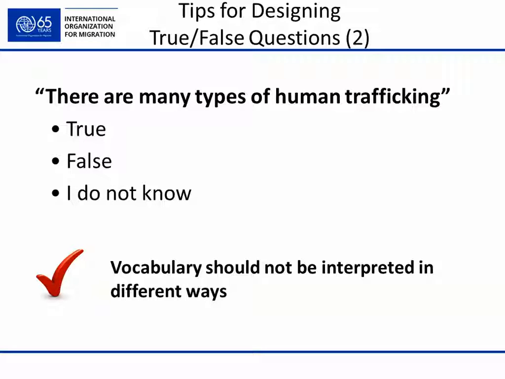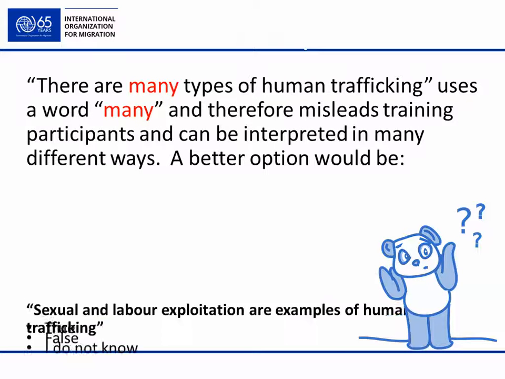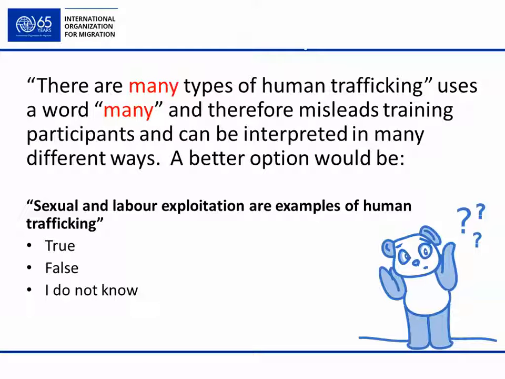I think it's a question too general. So vocabulary should not be interpreted in different ways. There are many types of human trafficking uses the word many, and therefore misleads training participants and can be interpreted in many different ways. A better option would be: sexual and labor exploitations are examples of human trafficking. True, false, I don't know.